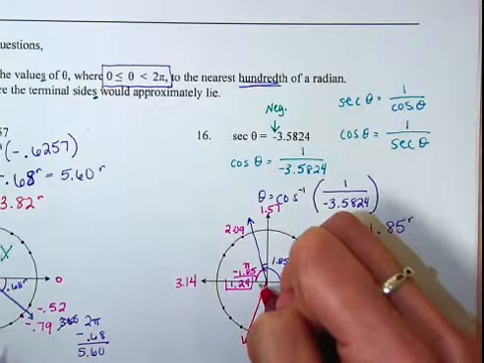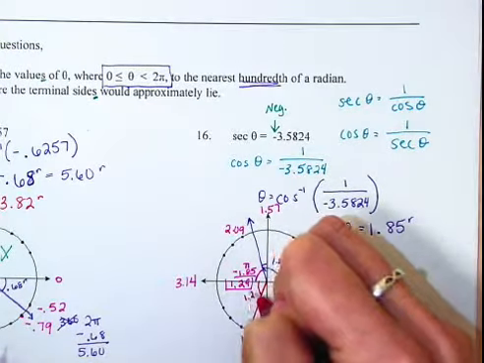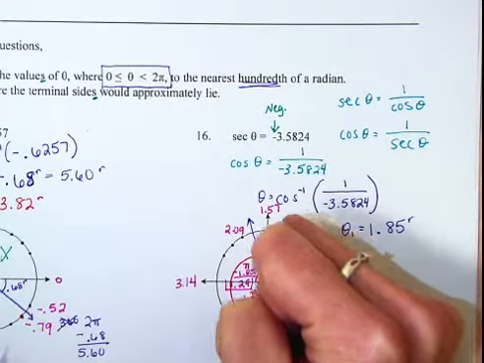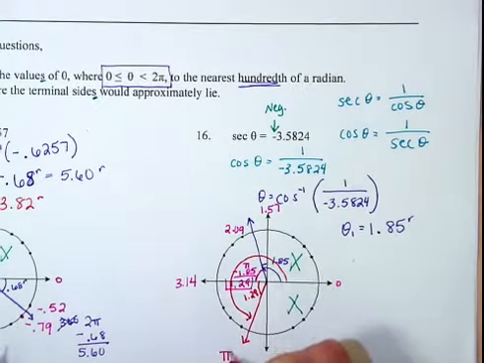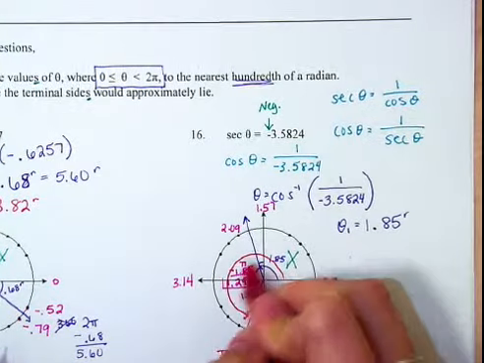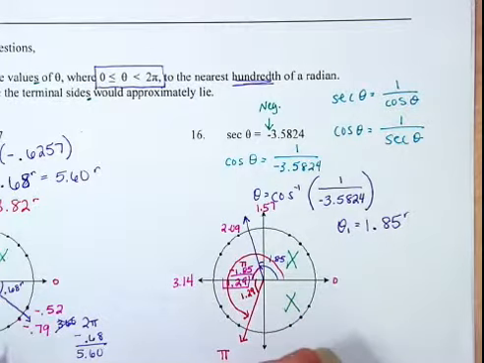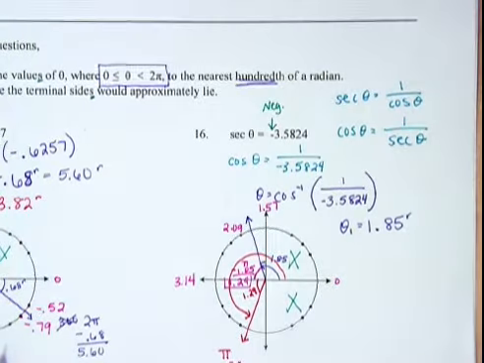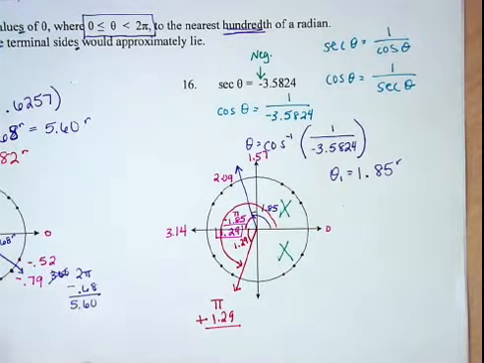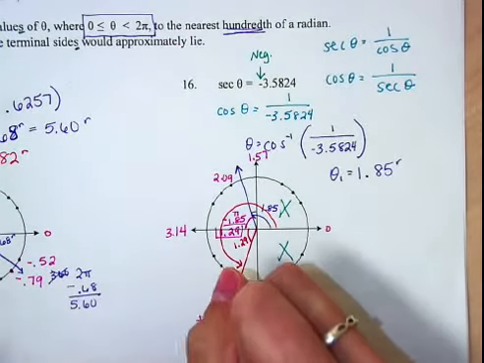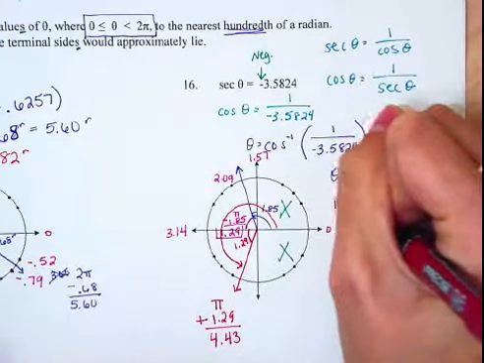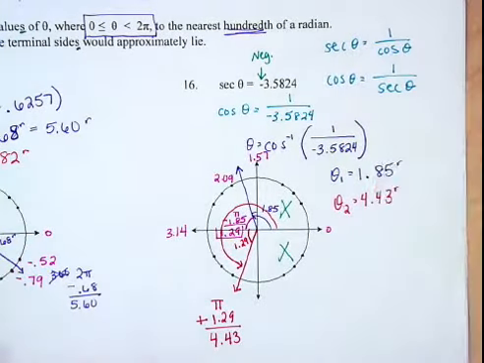I know that this distance to my x-axis is 1.29. To go all the way around, I'm going beyond the pi axis. I'm going from 0 to pi, and then I'm going to go even further by 1.29. So pi plus 1.29 gives me 4.43. And that's it.